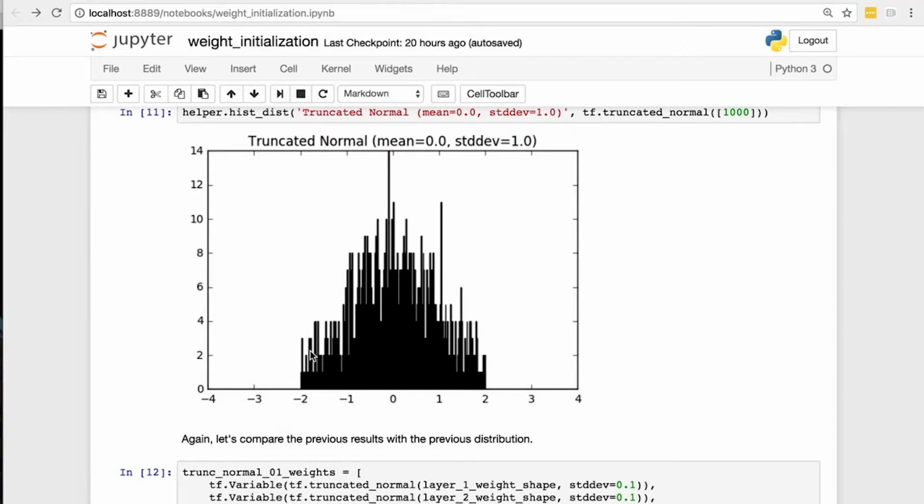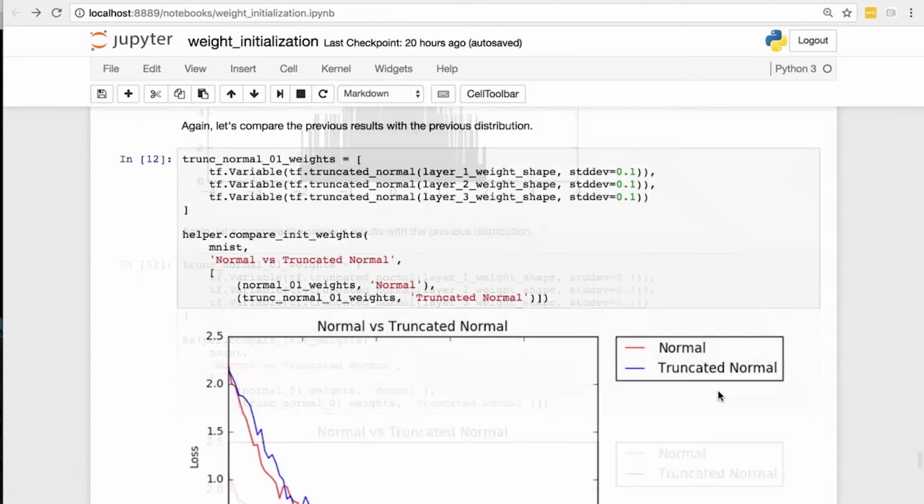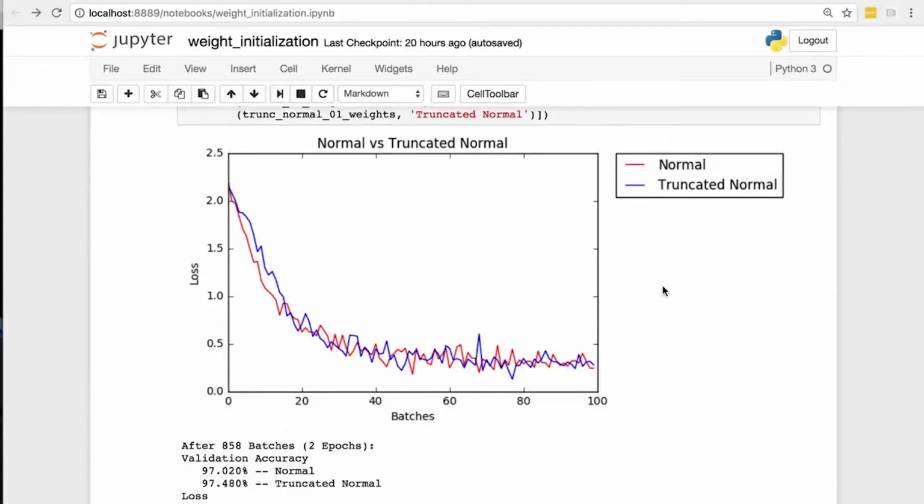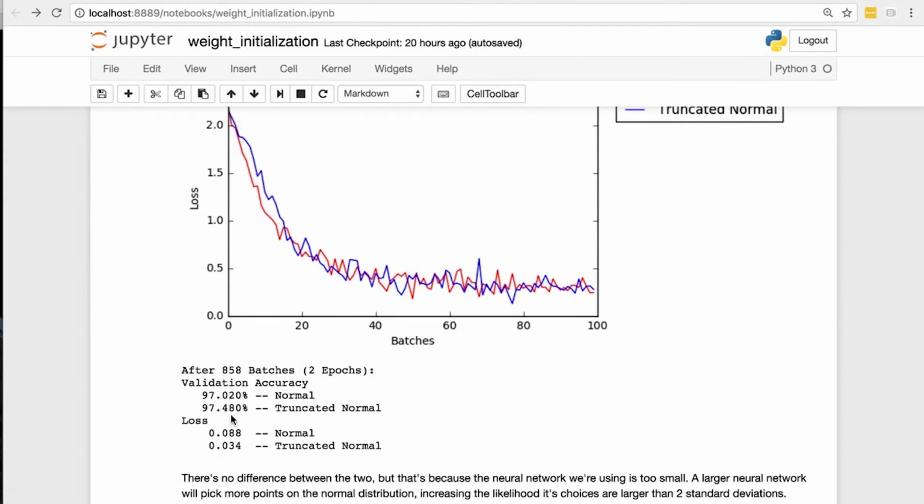And we can see what that looks like here. So you can see that, again, we have this normal distribution centered at 0, but we don't get any large values. And again, we can compare this truncated normal distribution to the normal distribution. So in this plot, our normal distribution is red and our truncated normal is blue. And we can basically see that there's no difference. And if you look at the validation accuracy and loss, again, they're really, really similar, really close. So there's basically no difference between the two.